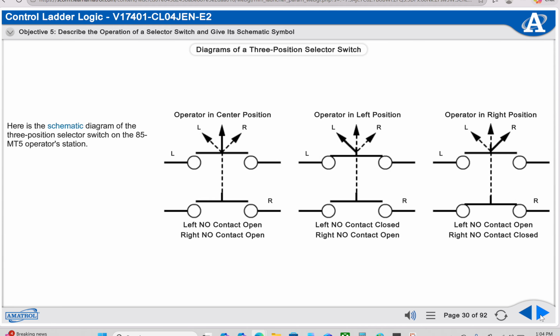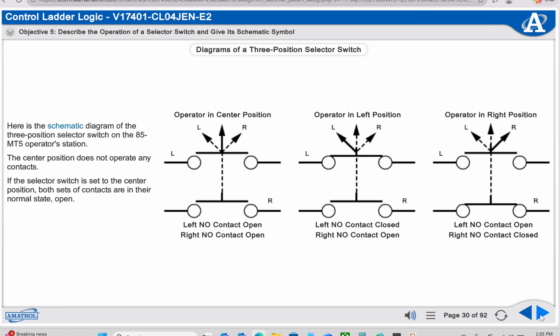Here is the schematic diagram of the three-position selector switch on the 85MT5 operator station. The center position does not operate any contacts. If the selector switch is set to the center position, both sets of contacts are in their normal state, open.